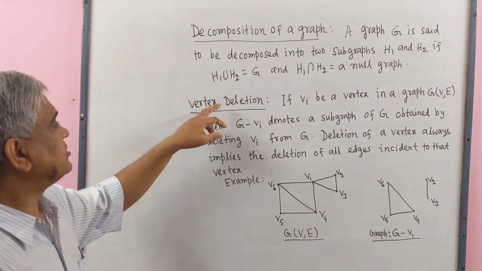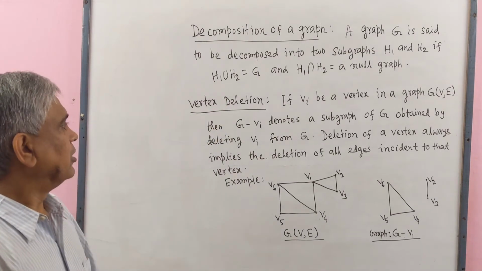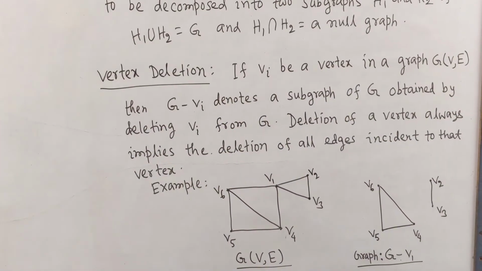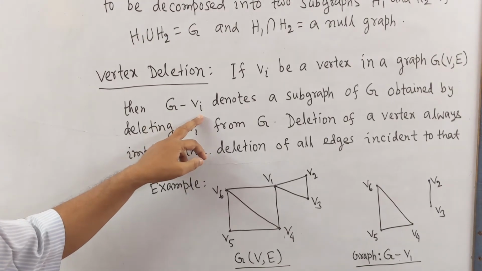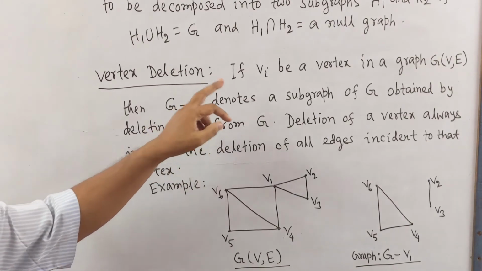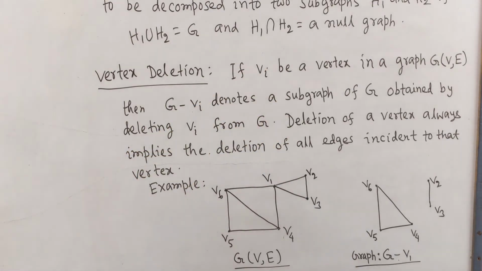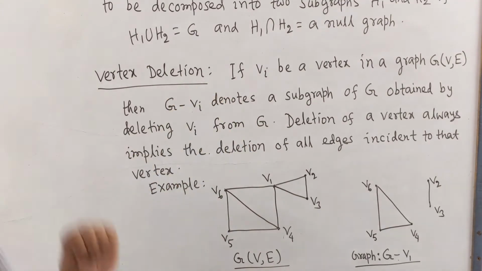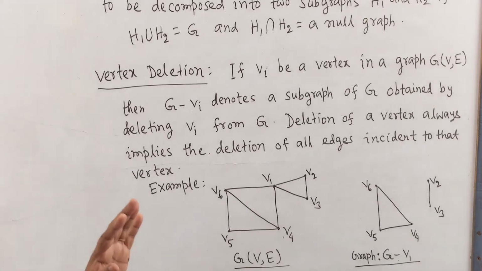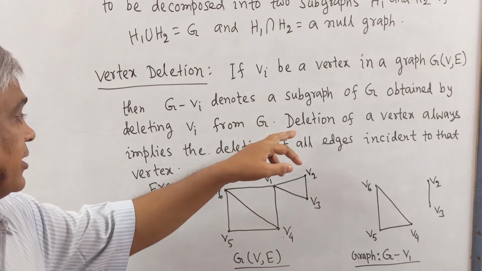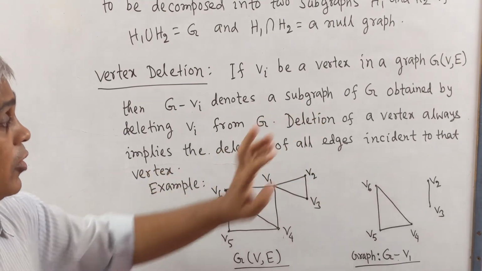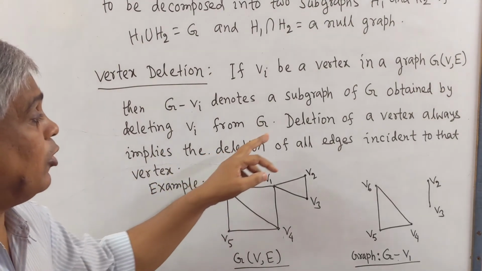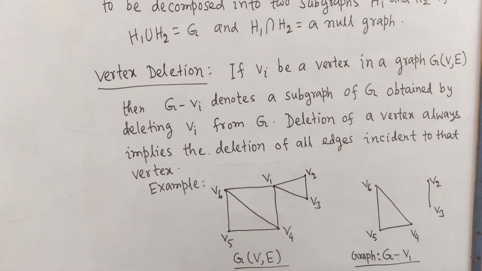Next, we define vertex deletion. If Vi is a vertex in a graph G(V, E), then G minus Vi denotes a subgraph of G obtained by deleting vertex Vi from G. Here we should stress that deletion of a vertex always implies the deletion of all edges incident to that vertex.